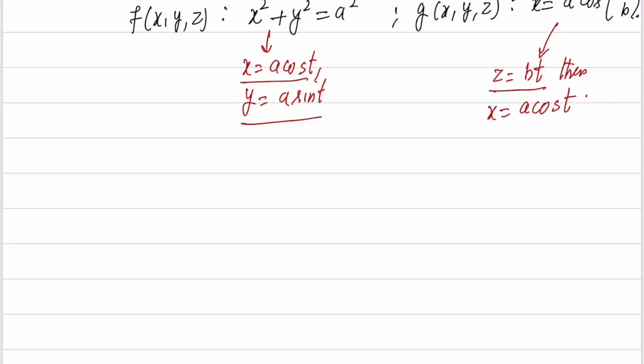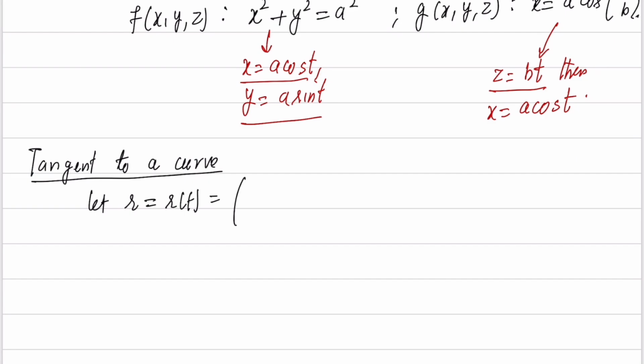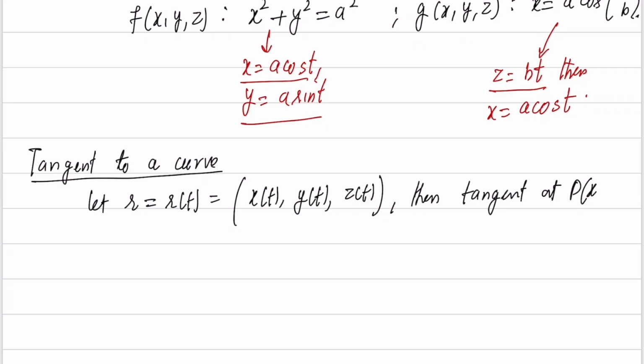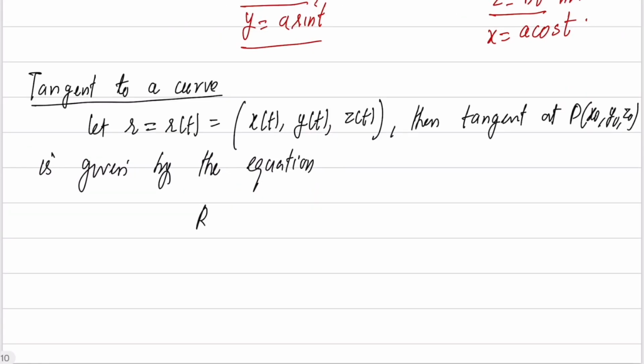Now let us define the tangent line. Let our curve be given as r is equal to r of t, having the coordinates x of t, y of t, z of t. Then the tangent at any point P with coordinates x naught, y naught, z naught is given by the equation capital R minus r is equal to lambda r dash. Now we have used a new notation r dash for denoting a derivative actually.